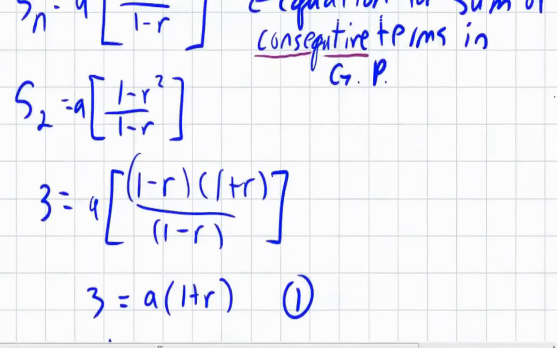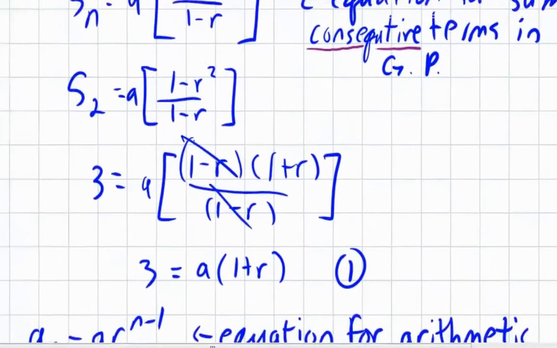So since it's the first two terms, then R is going to be squared. 1 minus R squared can be factored out into 1 minus R times 1 plus R. So that's helpful. And then from there, we can simplify, right? So 1 minus R on top here cancels with this on the bottom, and we're left with 3 equals A times 1 plus R. So that's our first equation.